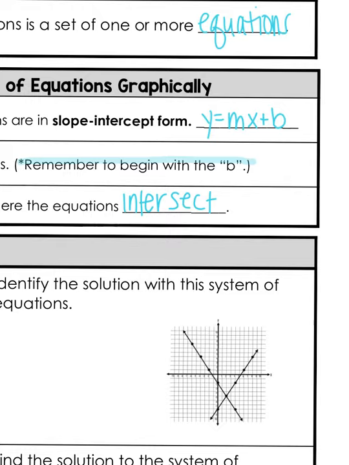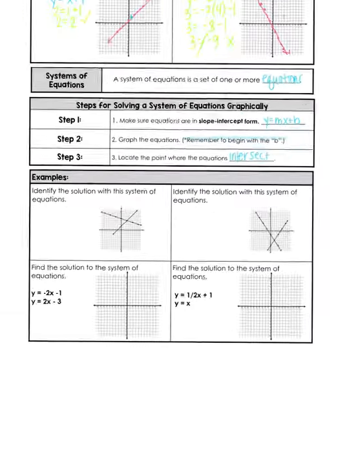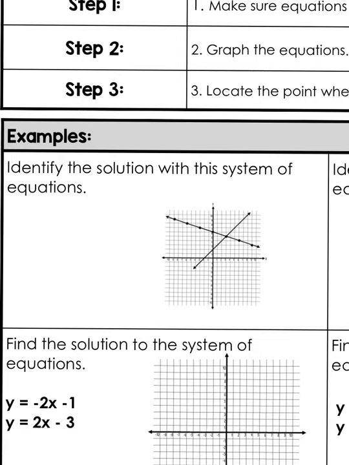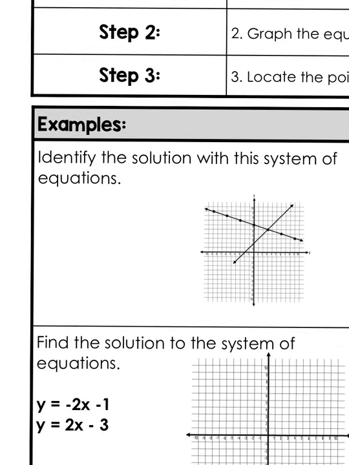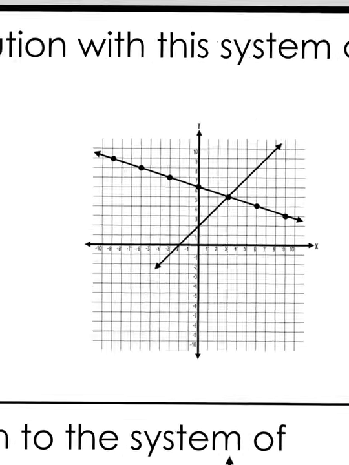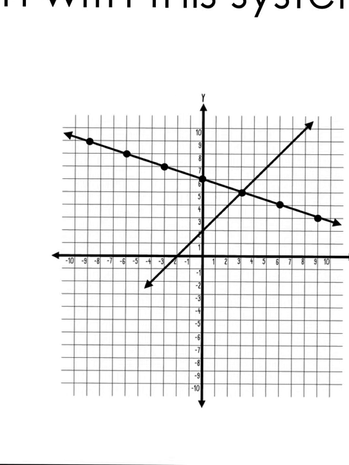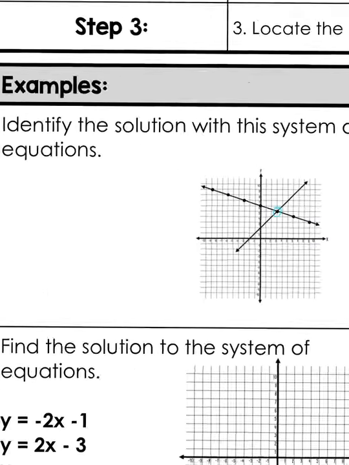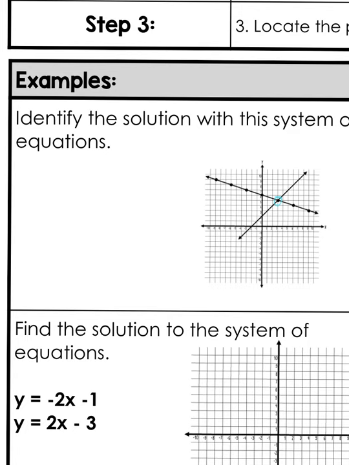Okay, so now we're going to look at some examples of how to find solutions to systems of equations. So really, a solution is where the system or the two equations intersect. So we are looking for where the two lines intersect. And if you look at this graph, we find one point right here, and that is at the coordinates (3, 5). So that is the solution to both of these equations, (3, 5).